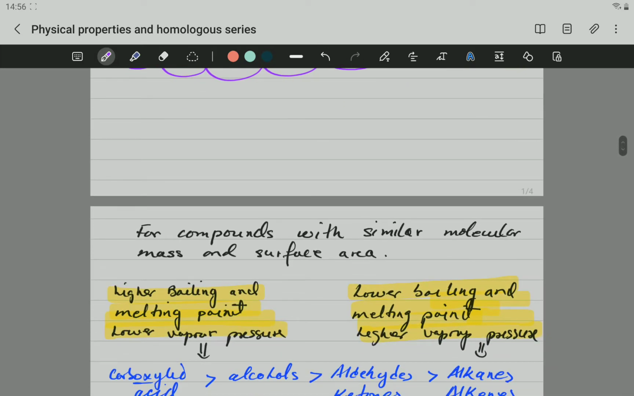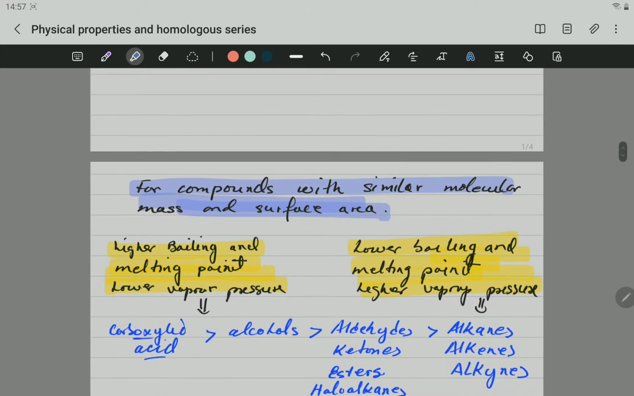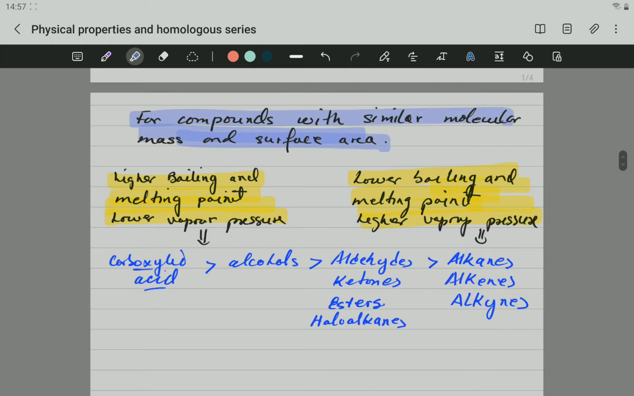Now this one is also very important: compounds with similar molecular mass and surface area. This is like a subtitle. If the compounds have similar molecular mass and surface area, the higher the boiling point and the melting point, the lower the vapor pressure. We're going to start with this specific homologous series. All these compounds must have similar molecular mass and surface area. On the left hand side here, we are going to see higher boiling point, and as you move to the right, we'll have lower boiling point.